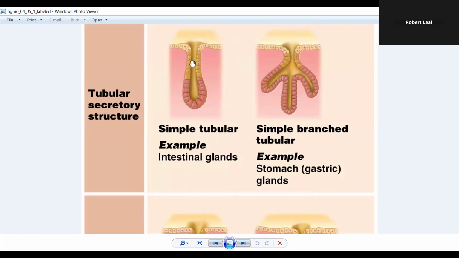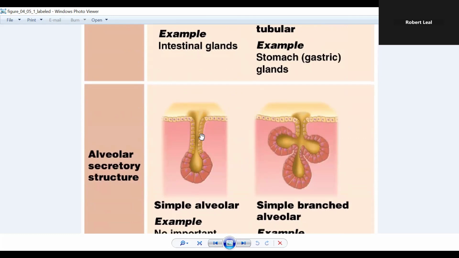So these type glands, they may name them by the shape. So it's one layer, it's simple. It's not too complex. And look at the shape here, the gland, it's tubular. This one looks like there's tubular still, but multiple branches. So it's simple branch tubular. And then they give some examples here. They say intestinal glands or stomach glands.